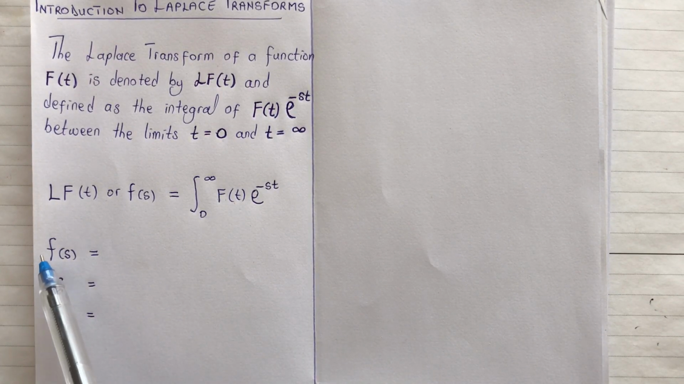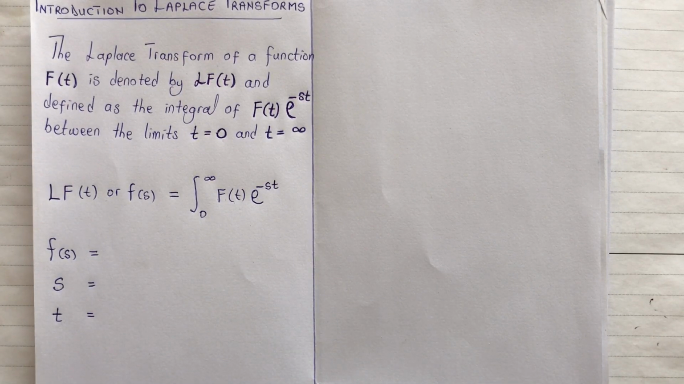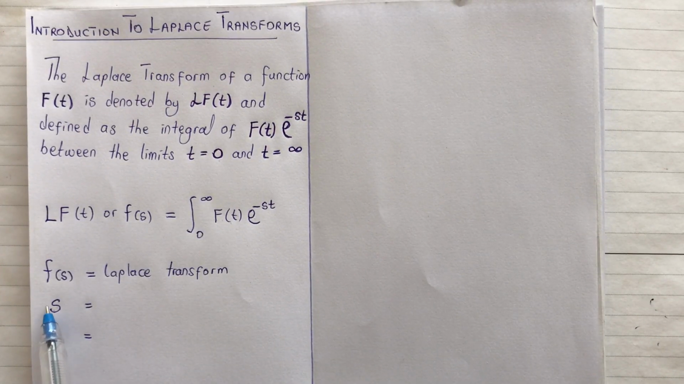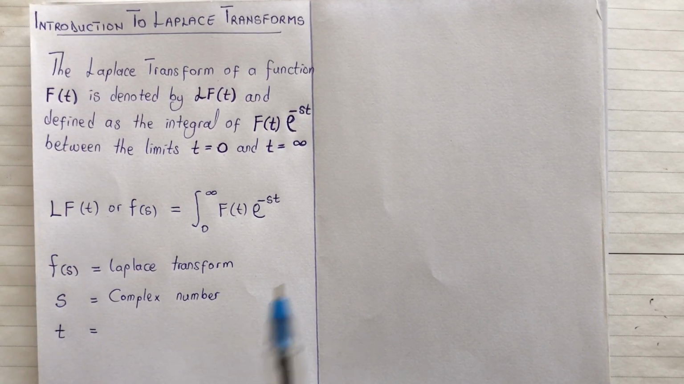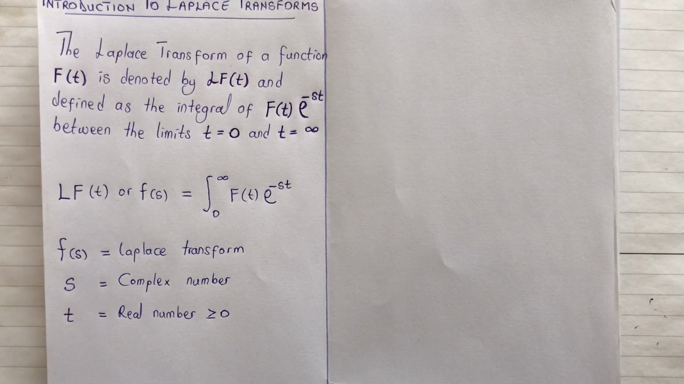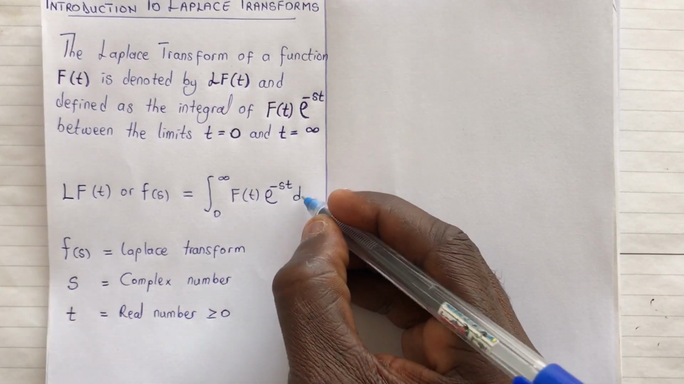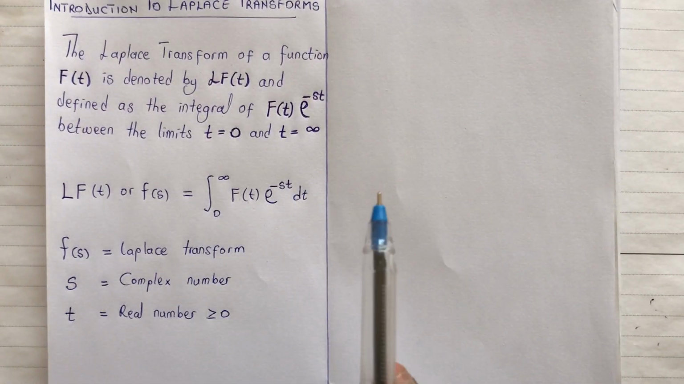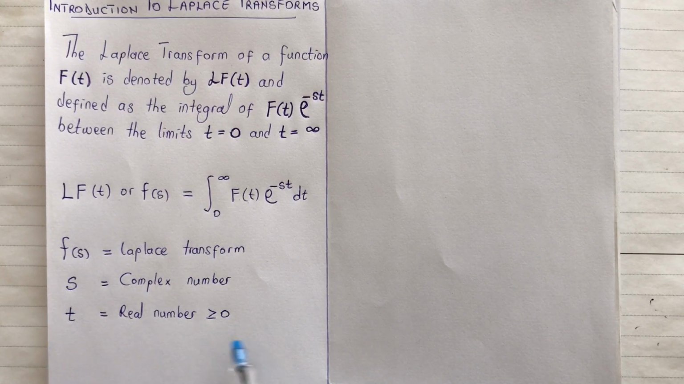So here we can say that F of s, or L of f of t, is the Laplace transform. And s, like I said earlier, is the complex number. Finally, t here is a real number greater than or equal to 0. The last thing I will introduce here is dt, which is the first derivative of the real number t. So let me put that one here.